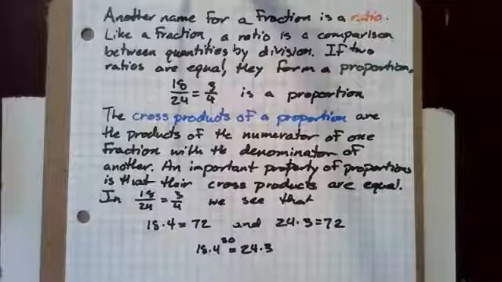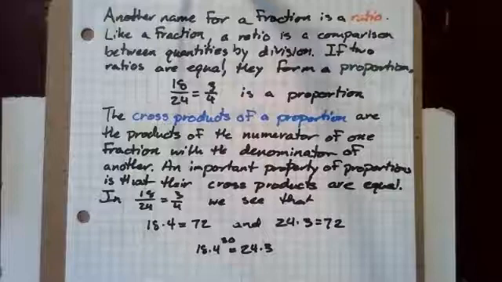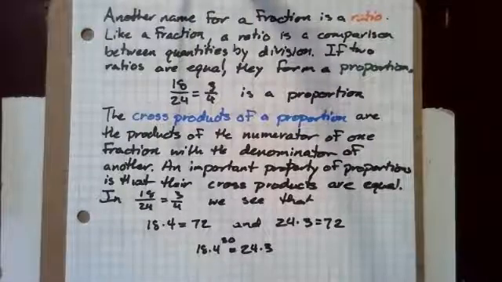Another name for a fraction is a ratio. Like a fraction, a ratio is a comparison between quantities by division. If two ratios are equal, they form a proportion. 18 divided by 24 equals 3/4 is a proportion. The cross products of a proportion are the products of the numerator of one fraction with the denominator of the other.